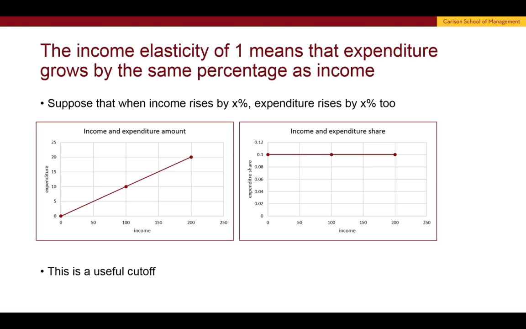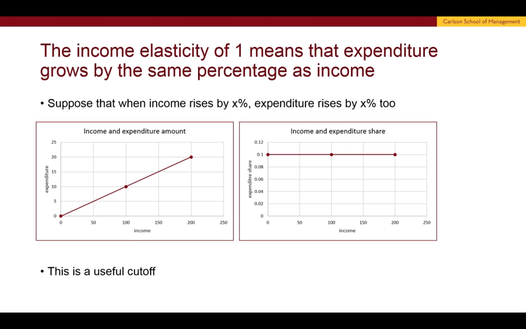Let's focus on this idea of an income elasticity of 1. What that means is that expenditure grows by the same percentage as income. So, thought experiment. Suppose that when income rises by X percent, that expenditure also rises by X percent. What would that look like?